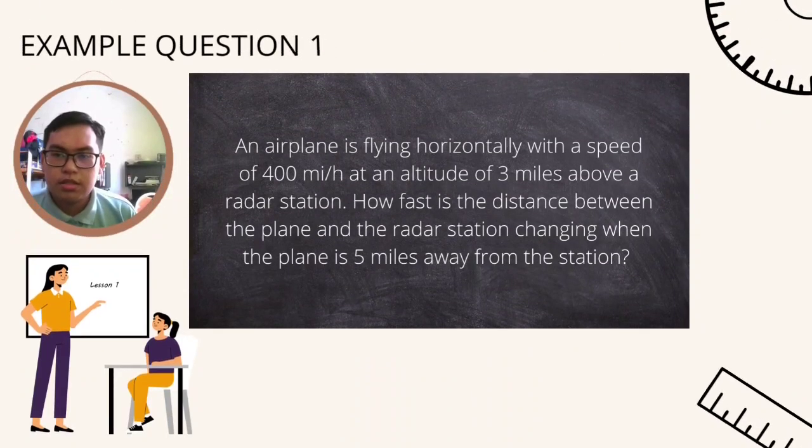Hey, my name is Raihan AZHARI. So I'm going to present the first example question. The question is about an airplane flying horizontally with a speed of 400 miles per hour at an altitude of 3 miles above a radar station. How fast is the distance between the plane and the radar station changing when the plane is 5 miles away from the station? So we are going to show 5 steps on how to solve the first question.